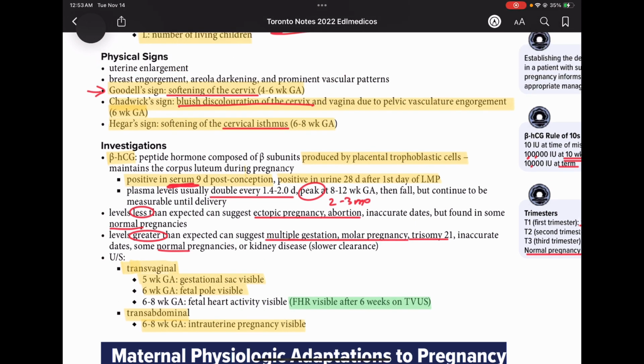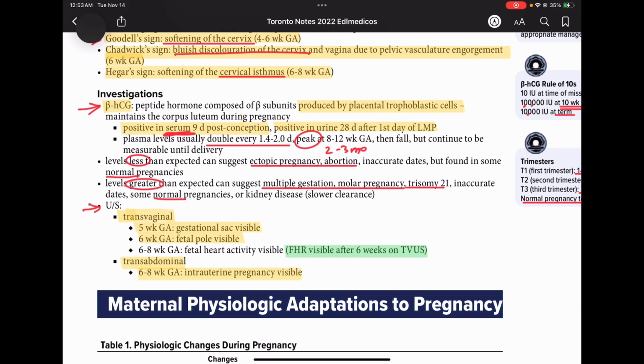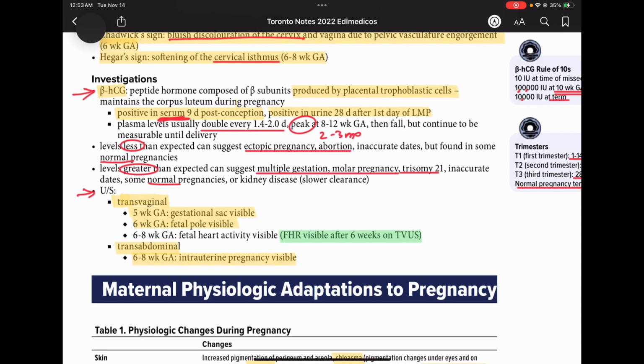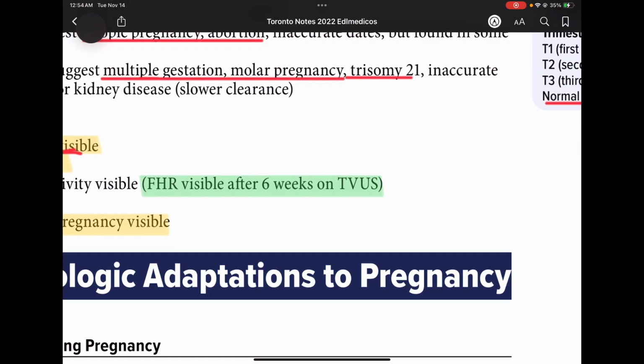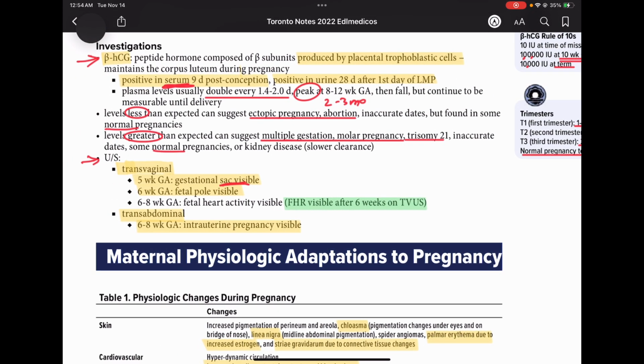Okay, so in investigations we're gonna go for beta HCG, and then moving forward we're also gonna go for ultrasound. Ultrasound could be transvaginal or transabdominal. Transvaginal, at 5-week gestational age, we would see a sac, and at 6 weeks there would be a fetal pole visible, right? And at 6 to 8 weeks gestational age, fetal heart activity is visible. So that's the thing to remember, fetal heart rate is visible after 6 weeks on the transvaginal ultrasound.